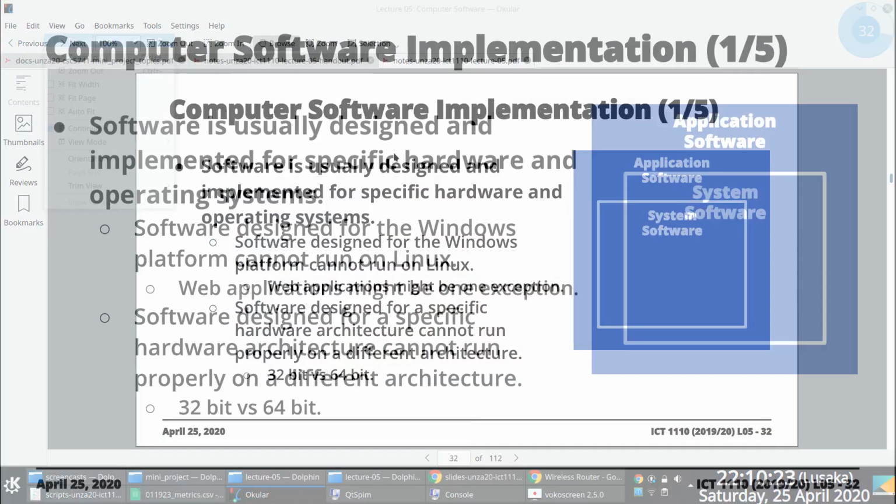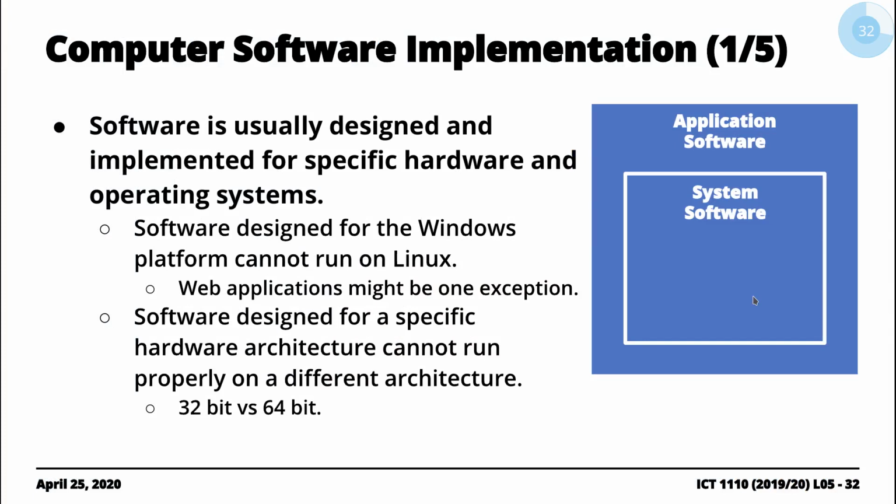All right. But the key takeaway point here is software is typically designed and implemented for specific hardware architectures and for specific operating systems. It might not be possible for you to install 64-bit software on a 32-bit hardware architecture, for instance. All right.